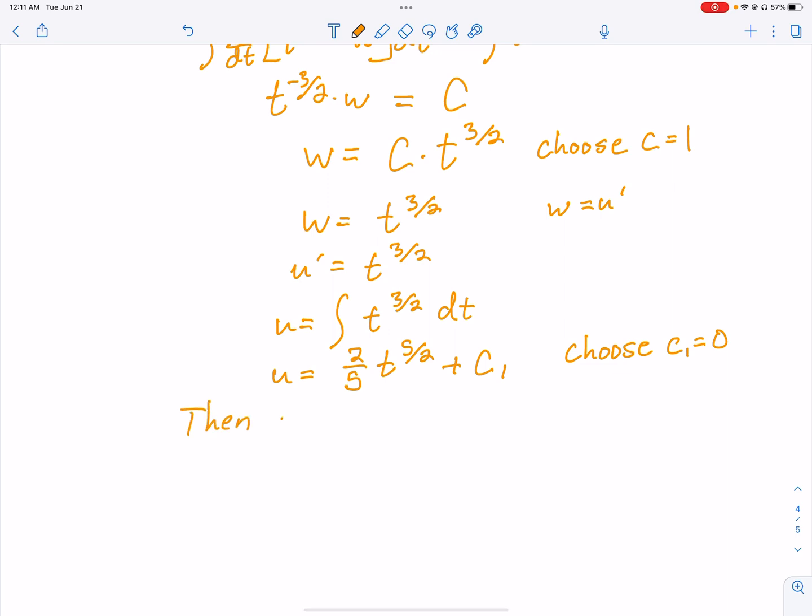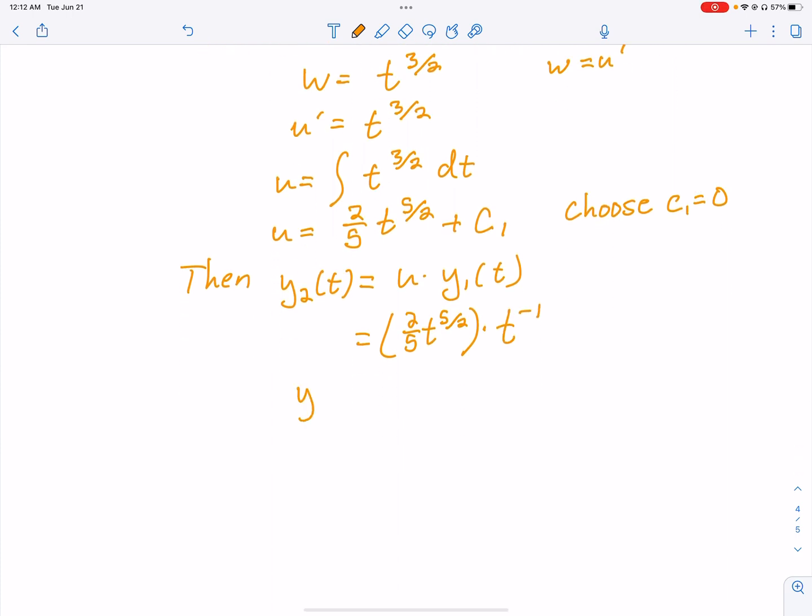That tells me that y sub 2 of t is equal to, okay, we know that that is equal to u times y sub 1 of t, right? Well, I have u, 2/5 t to the 5 halves. I'm going to leave that no c, right, because we let that equal 0. And then times y sub 1, which is t to the negative 1. All right, so y sub 2 is equal to, okay, we get 2/5 t to the, okay, that's a negative 2 over 2, so that's going to be 3 over 2.